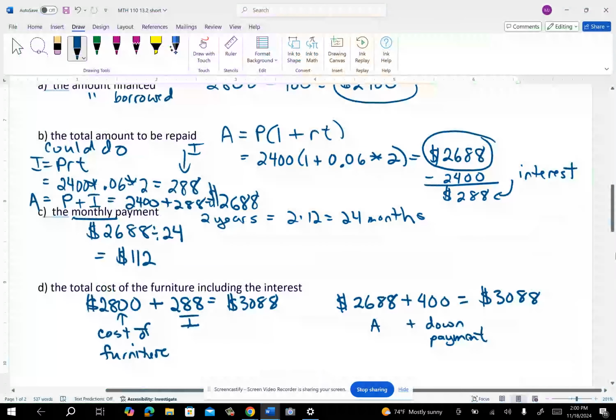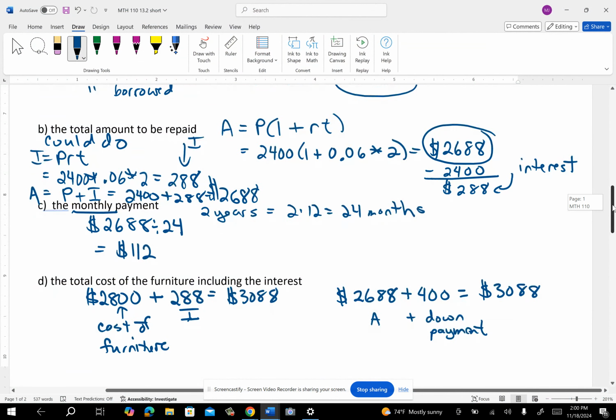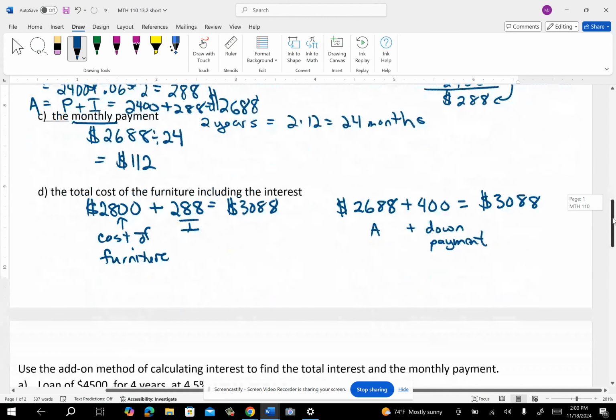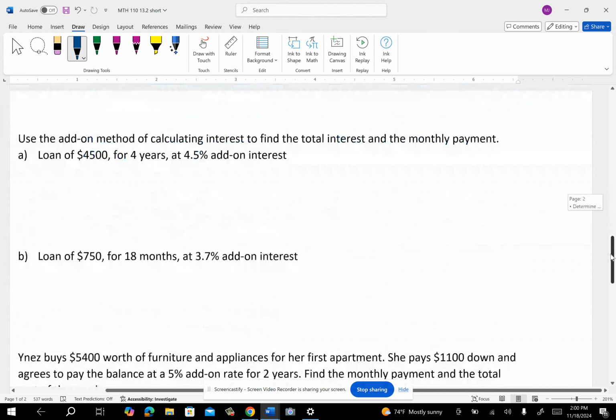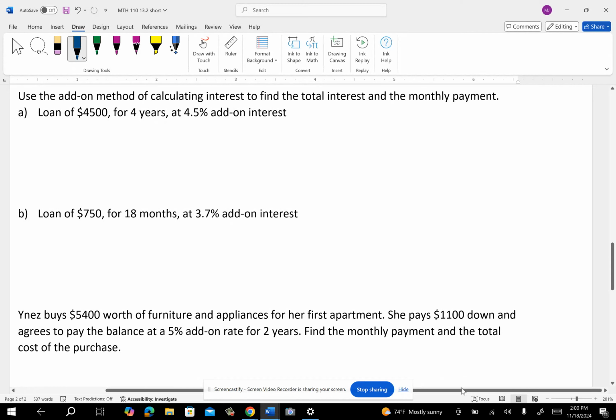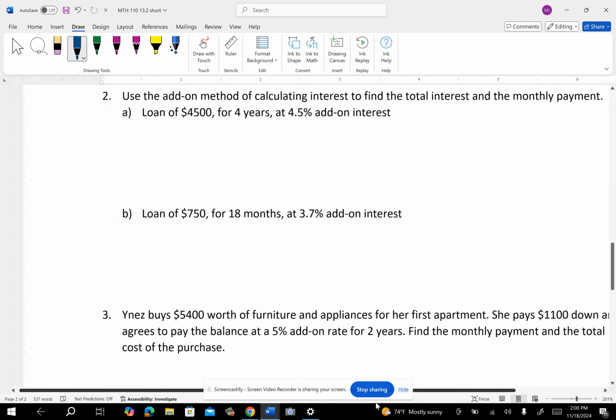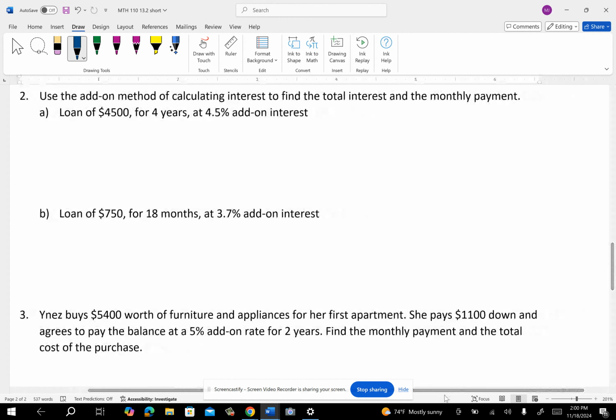All right, so now let's just do a couple more examples and maybe not necessarily split it up and have to find all of those parts. So this is question number 2 on yours. Use the add-on method of calculating interest to find the total interest and the monthly payment. So we just want to know the interest and what the monthly payment would turn out to be.